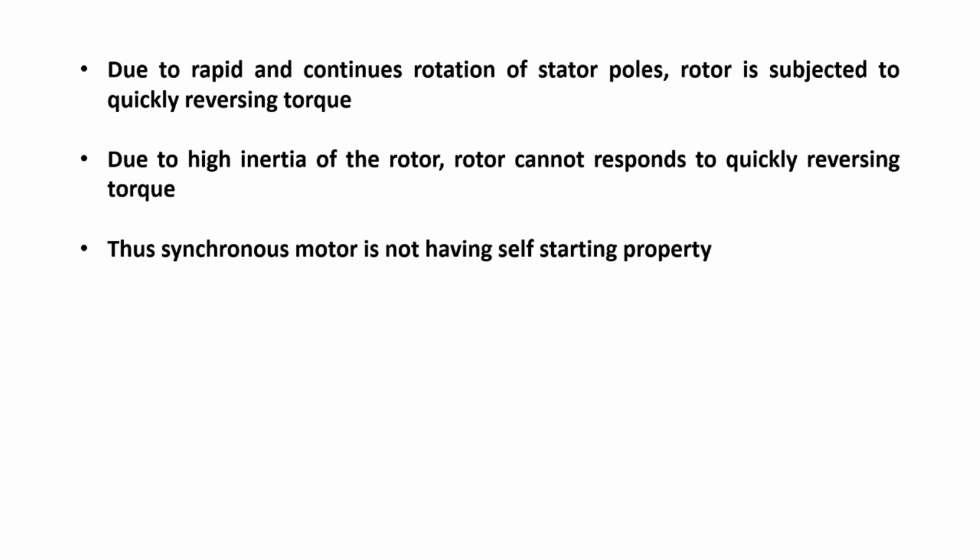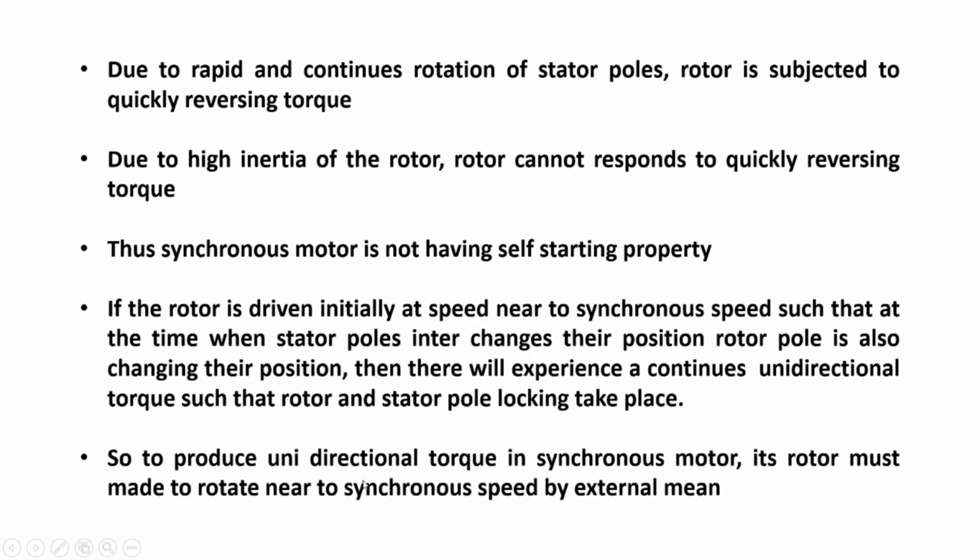It means that if the rotor poles also shift their position along with the stator pole changes, then they will continuously experience a unidirectional torque, such that the rotor moves along with the stator poles continuously. Therefore, in order to achieve the production of synchronous torque, the rotor must be made to rotate by some external means. So, to produce unidirectional torque in a synchronous motor, its rotor must be made to rotate near synchronous speed by external means.